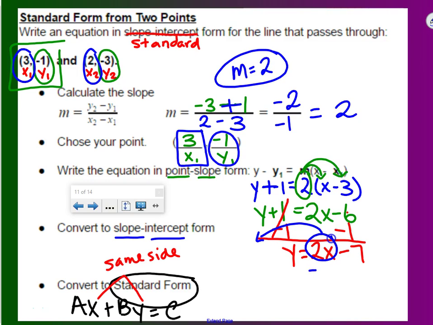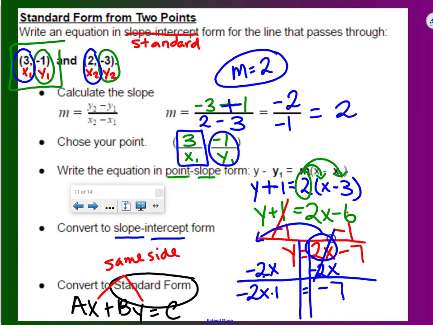To do that, we have to do the opposite. 2x is positive, so we want to minus 2x on each side. 2x minus 2x is 0, which leaves us with -7. -2x and y we can't put together, so it stays as -2x plus y. Right there, we converted our equation into standard form.